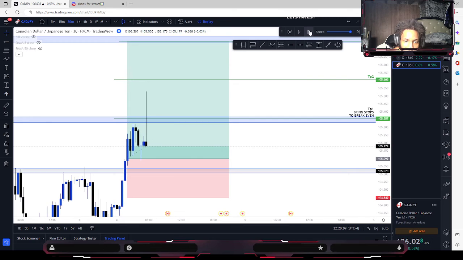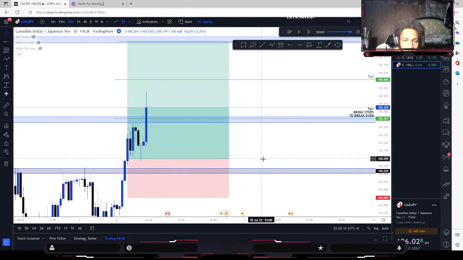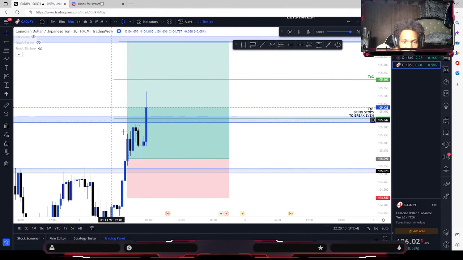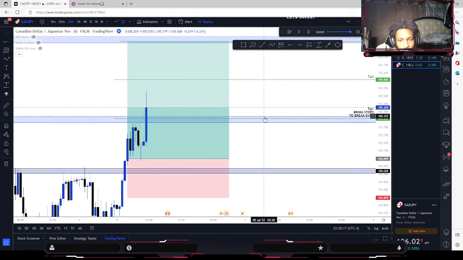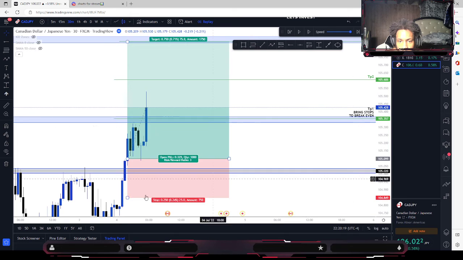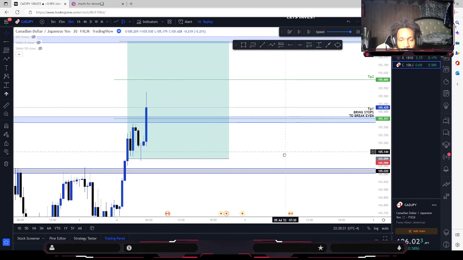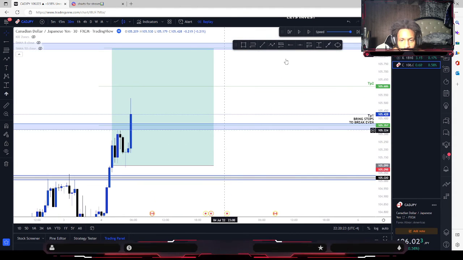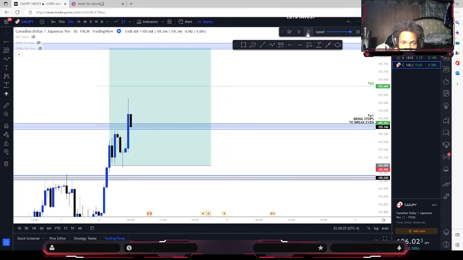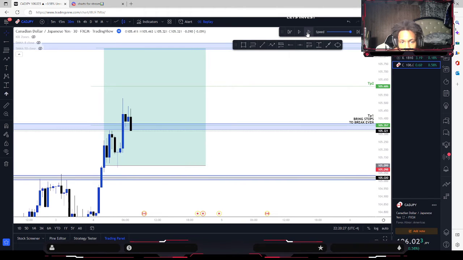I would have missed out on this big push up if I had moved my stops to break even too early without my TP1 being hit. Okay. At this point, we broke above my TP1. My stops are at break even, and my whole position is still in profit. You know what I'm saying? I'm holding it, and so on and so forth.